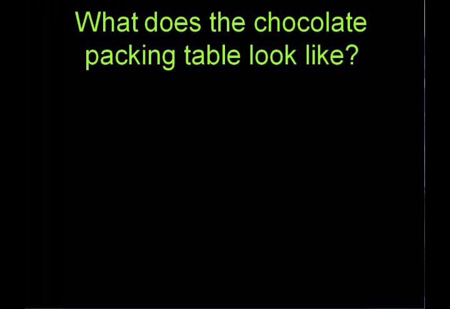Now, the key is that you need to fill a table. So the key question is, what does the table look like? For chocolate packing, this is obviously a 2D table, right? So what is one dimension? Weight. One is how much weight, the vertical one. What's the horizontal one?